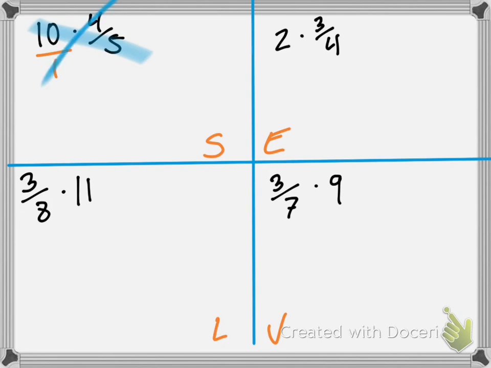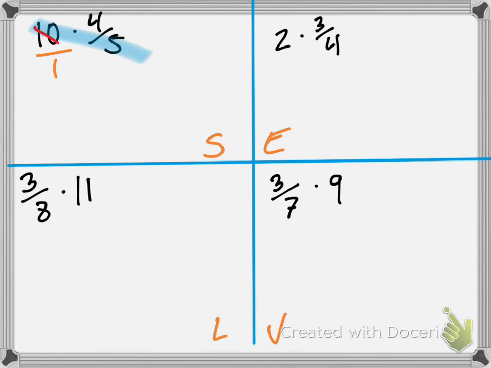I make my cross. 1 and 4, can I cross cancel that? Yeah. What can I cross? Perfect. We can't change that. But what about 10 and 5? Are they divisible by the same thing? Yeah. What are they both divisible by? Yes, they are both divisible by 5.